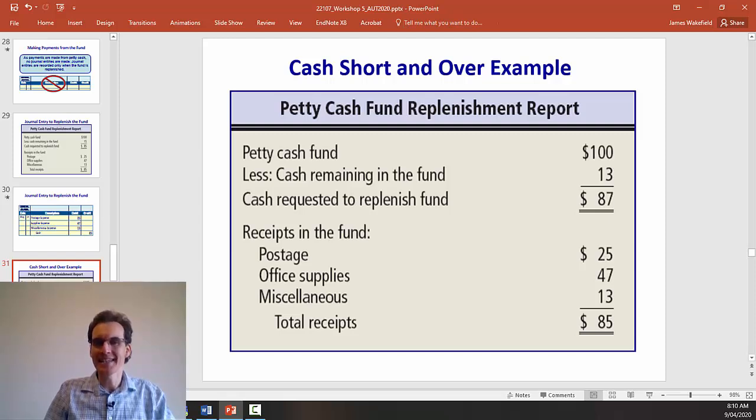Now, sometimes you will find that when you add up the value of all the expenses and uses of the petty cash, which here again are $85, they don't match the amount that should have been used up in the petty cash fund. Here we only have $13 left, which means we need to replenish the fund by $87, which of course is more than the value of these receipts. So what's happened is someone has taken some petty cash, they've spent it on something, they've lost $2 change, and therefore the amount in the petty cash drawer is $2 less than what it should be.